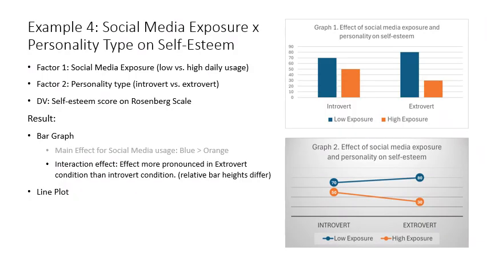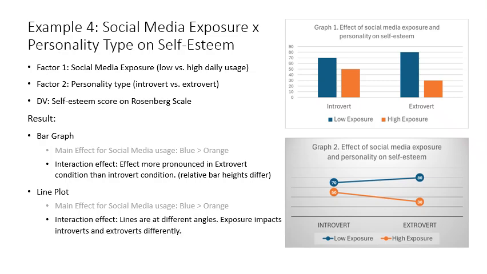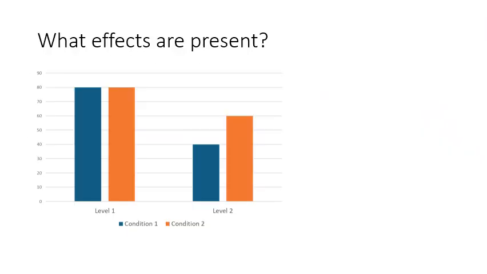We can look at the same thing in the line plot. It's maybe even easier. Well, they're both pretty easy to detect. We still see that main effect for social media usage. The blue is above the orange, but this interaction effect is revealed because the lines are at different angles. So exposure to social media seems to impact introverts and extroverts differently.